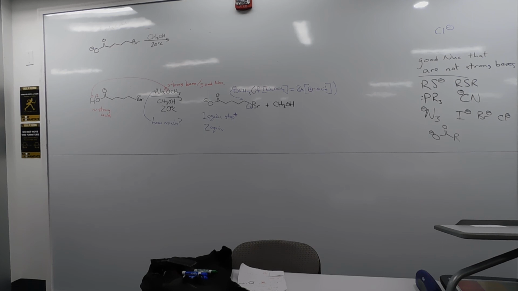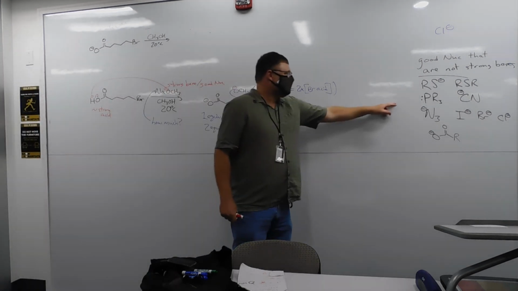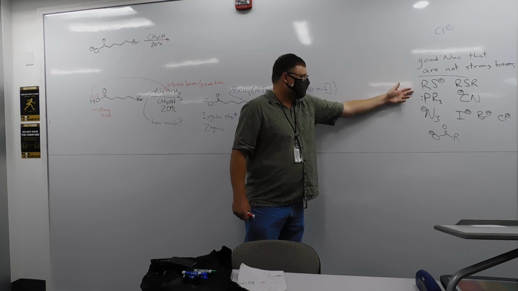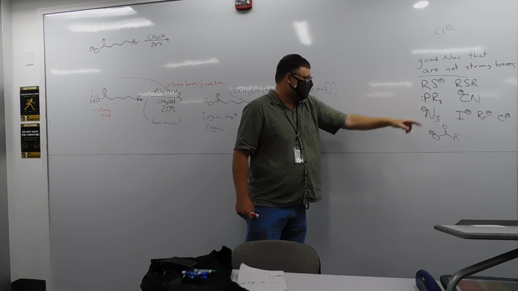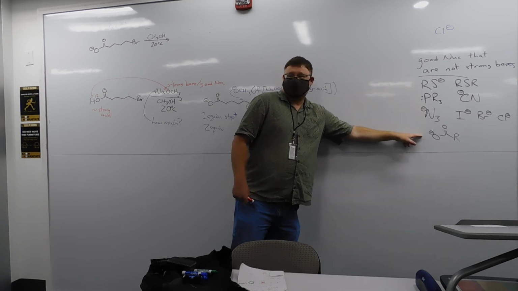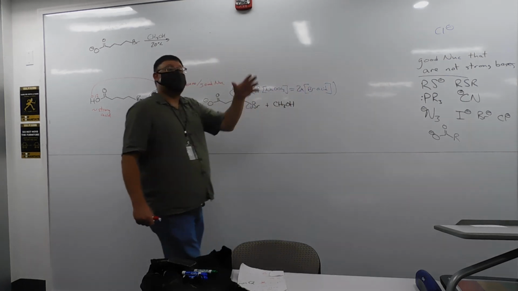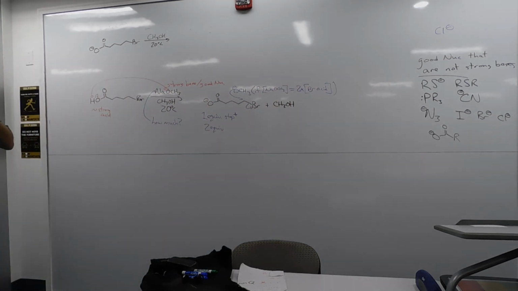Take a look over at my chart, I don't know if anybody looked over there, I drew it but didn't draw attention to it. These are good nucleophiles that are not very strong bases. So sulfur, anion or neutral, the anions are better. Phosphines, cyanide, azide, iodide, bromide, chloride, and carboxylates. Okay, so a delocalized O minus, so it's not very basic. It's the conjugate base of a carboxylic acid. Carboxylic acids are reasonably strong acids, so their conjugate bases aren't very basic. But they're still pretty good nucleophiles.